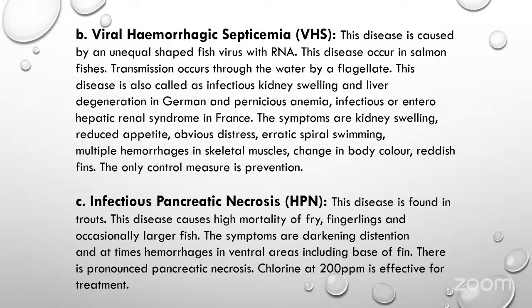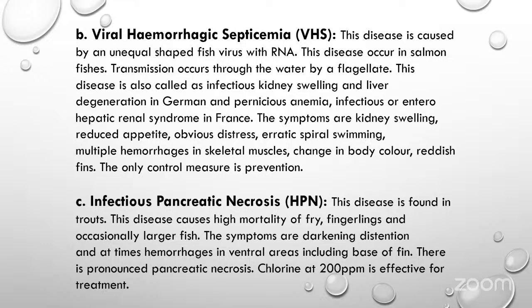Next is viral hemorrhagic septicemia. In short, we call it VHS. This disease is caused by an unequal shaped fish virus with RNA. This disease occurs mostly in salmon fishes. Transmission occurs through the water by a flagellate. This disease is also called infectious kidney swelling and liver degeneration in German and pernicious anemia.